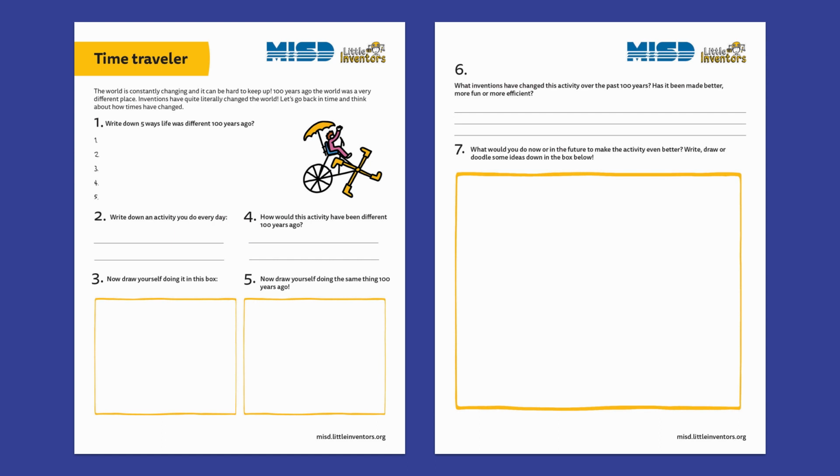For part 6, your students are asked to think about inventions that have changed this activity over the years. Let's use travelling to school as an example. There was the development of bicycles, roads, cars, and now electric cars. If they walked to school, they might now be able to listen to music on the way through headphones or a mobile phone. Lastly, it's time to get creative and imagine and draw what could be invented in the future to make the activity even better.